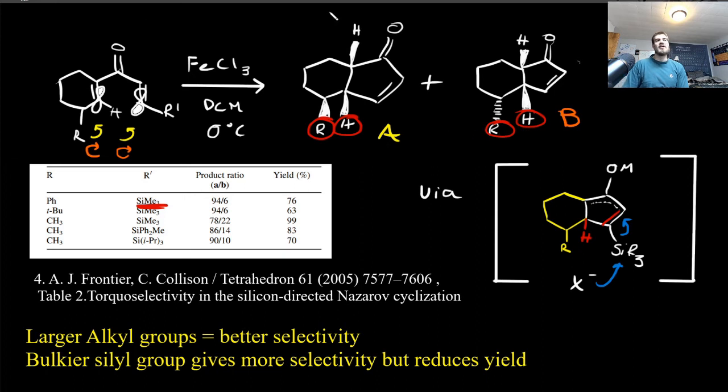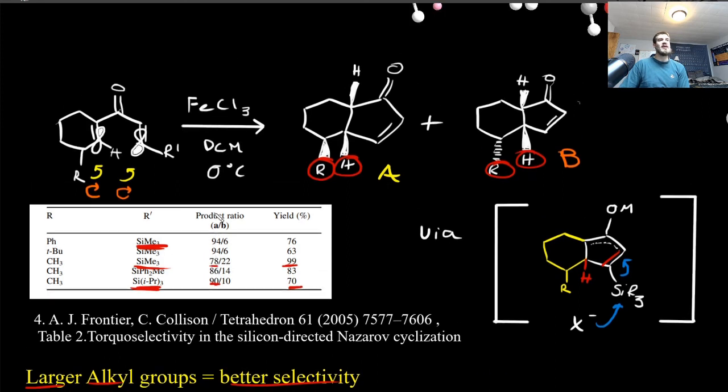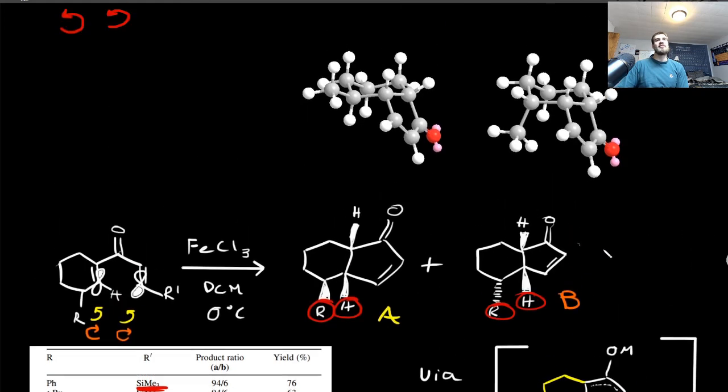And what they found was that the larger the alkyl group, the better the selectivity is, and the bulkier the silyl group is, you get more selectivity, but you reduce your yield. As you can see here, with this very bulky R prime group, they got 70%, and with this rather small one, they got 99%. But they increased the selectivity for the A product, which in this case would be the counterclockwise. And I wasn't sure, so I went up and did them in Chem 3D.